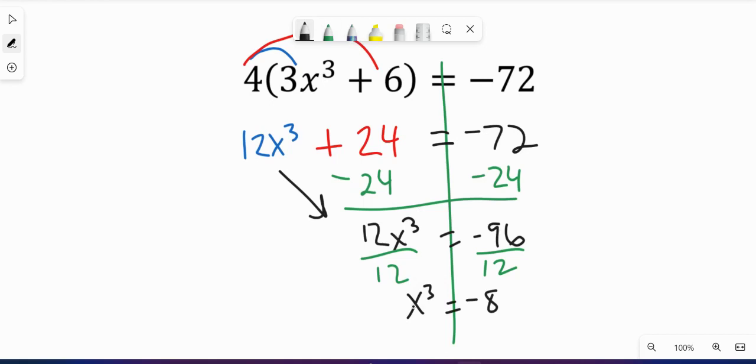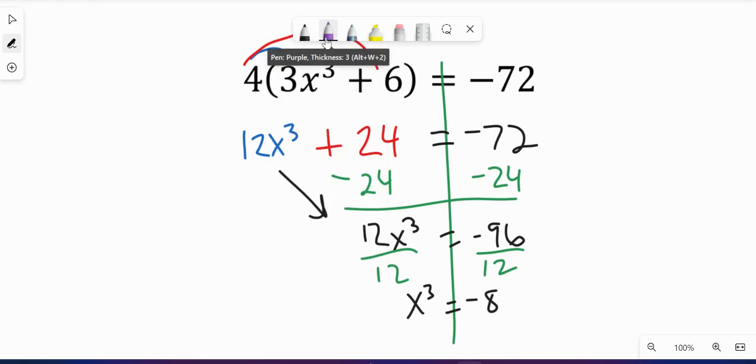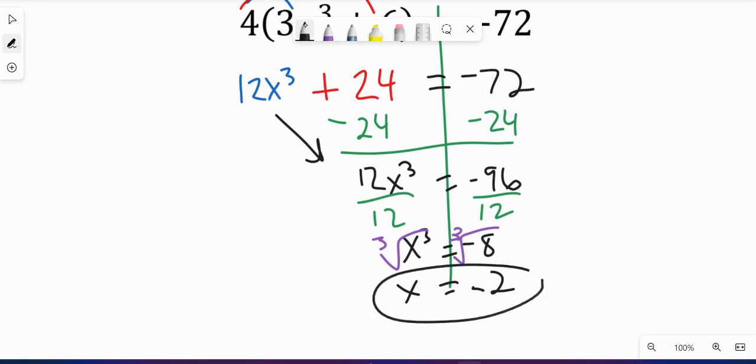And again, to get rid of a cube, we got to take the cube root. So the cube root of both sides, which is what times what is 8? If I put that in the calculator, cube root of negative 8. So I know 2 times 2 times 2 is positive 8, but since there's a negative on the inside, it's going to be negative 2. And that is going to be my final answer.